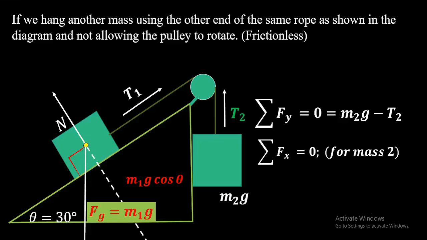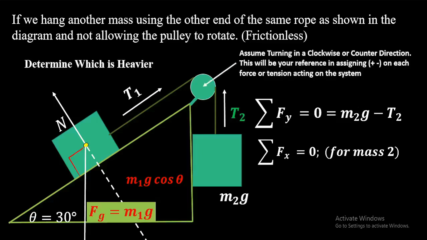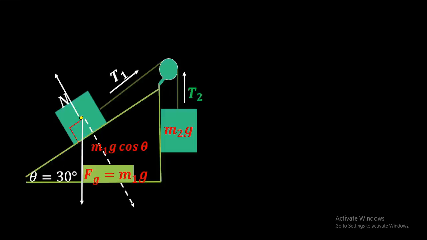Since they use the same rope, the tensions are interacting with one another. The resulting interaction would result in the movement of the two objects in the same direction. If we allow the pulley to rotate, it will rotate in the direction of the net force. We have to assume turning in a clockwise or counterclockwise direction. This helps in assigning whether the sign is positive or negative for each force or tension acting on the system. We assume that the movement will favor the heavier mass.